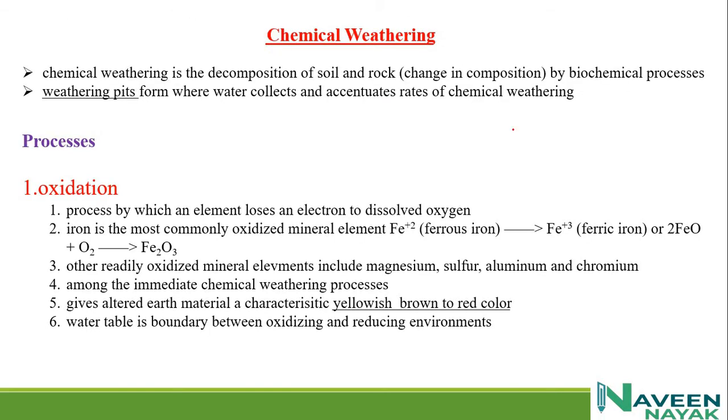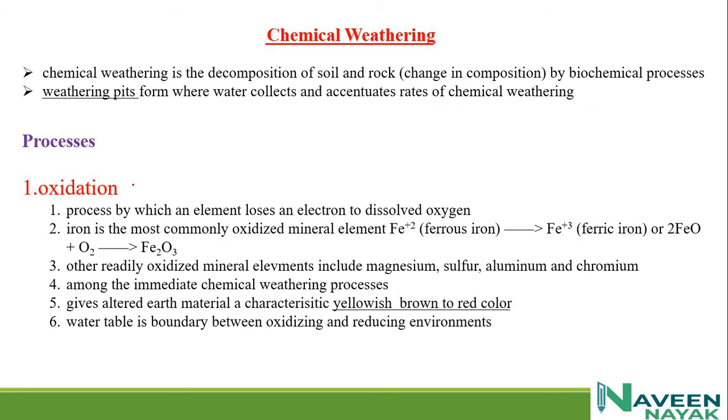Chemical weathering. Let's see what is chemical weathering. Chemical weathering is the decomposition of rock and soil by biochemical processes. Weathering pits form where water collects and accentuates the rate of chemical weathering.